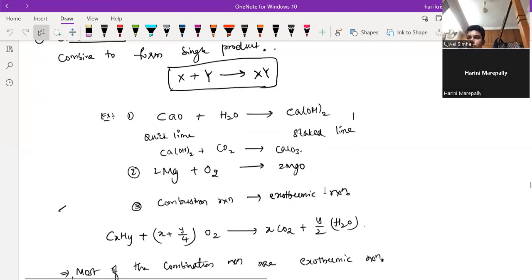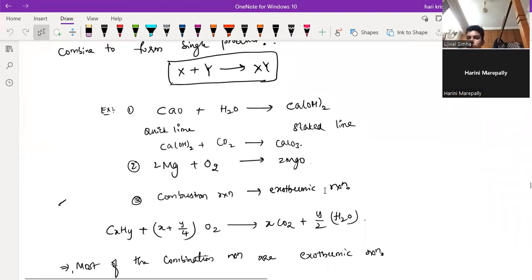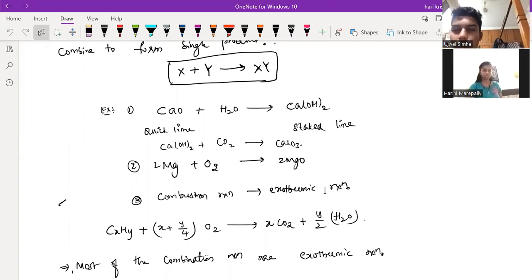So these are the examples. CaO plus H2O will form Ca(OH)2. 2Mg plus O2 to form 2MgO. Calcium hydroxide plus carbon dioxide will form calcium carbonate. Combination reactions are generally exothermic reactions. Most of the combination reactions are exothermic in nature.